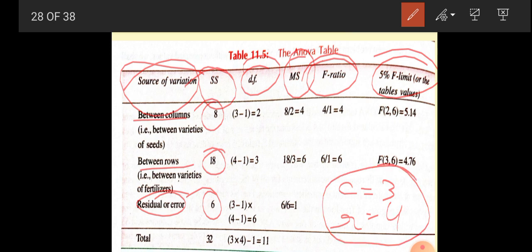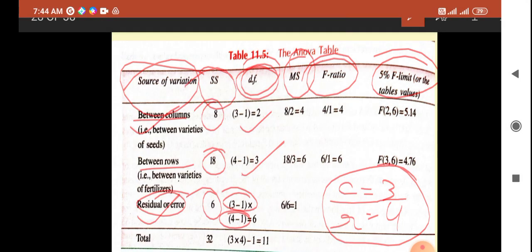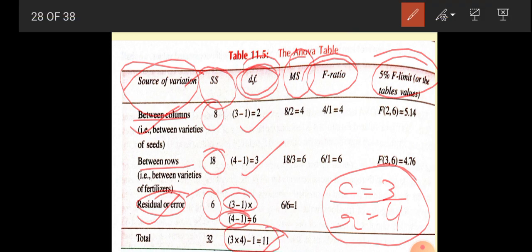Always remember that the formula for degree of freedom between columns is C minus 1. So 3 minus 1 is 2. Between rows is R minus 1, so it's 3. The residual degree of freedom formula is (C minus 1) into (R minus 1), so it will be (3 minus 1) into (4 minus 1), so 2 into 3 is 6. Next, for the total the formula is C into R minus 1, so it's 11, and in total we have got 32 only.